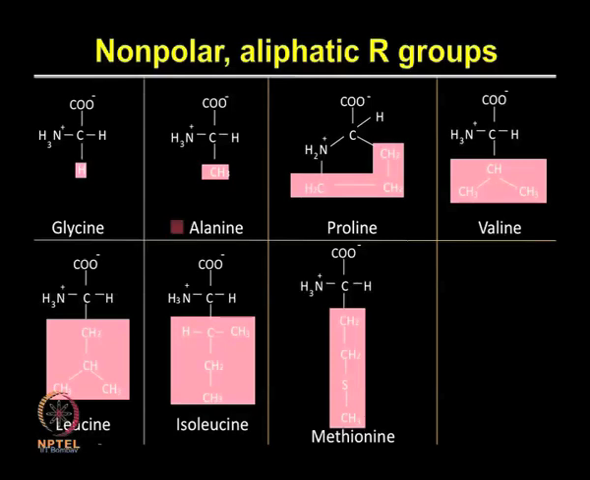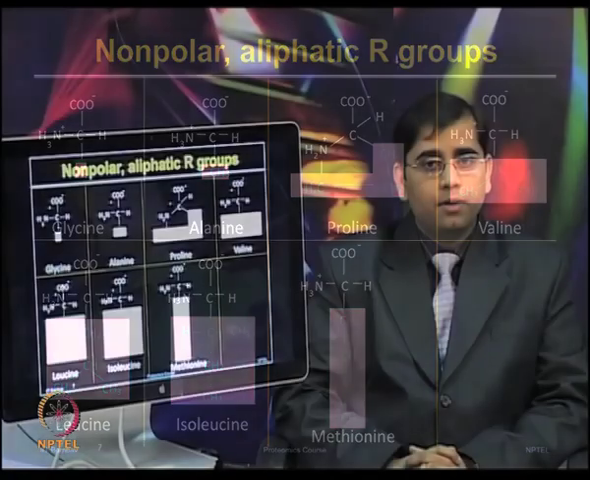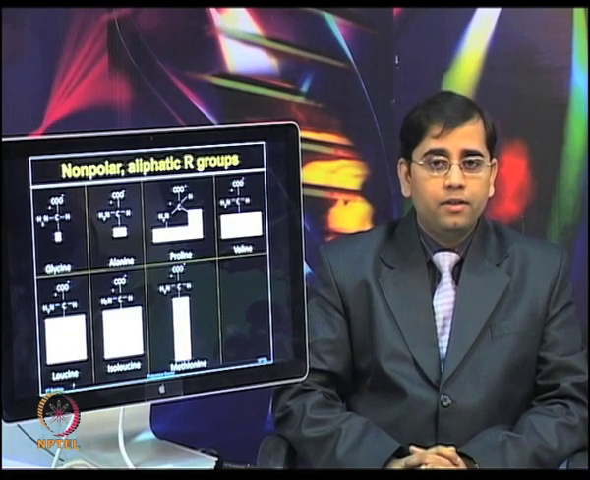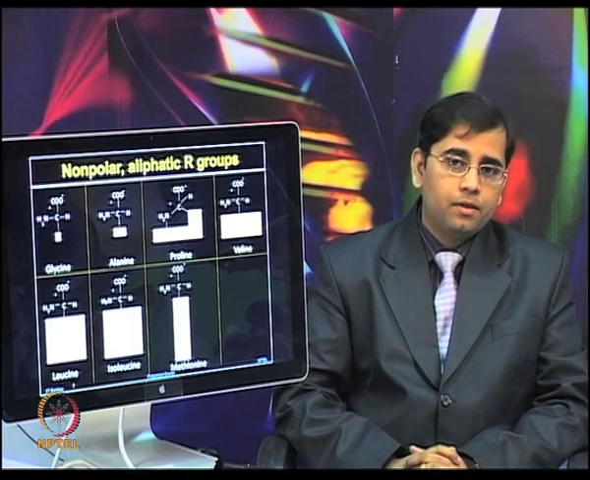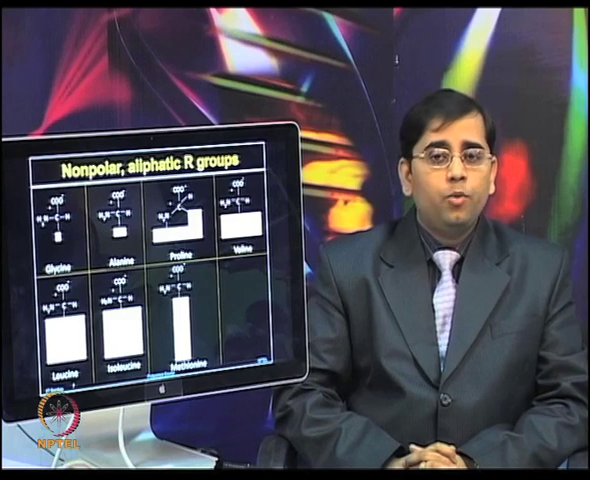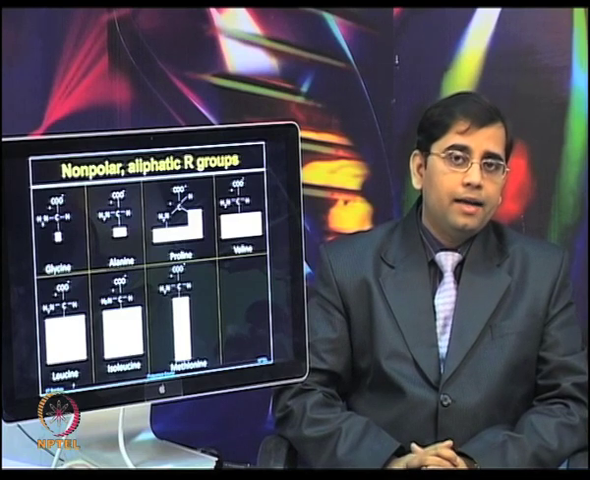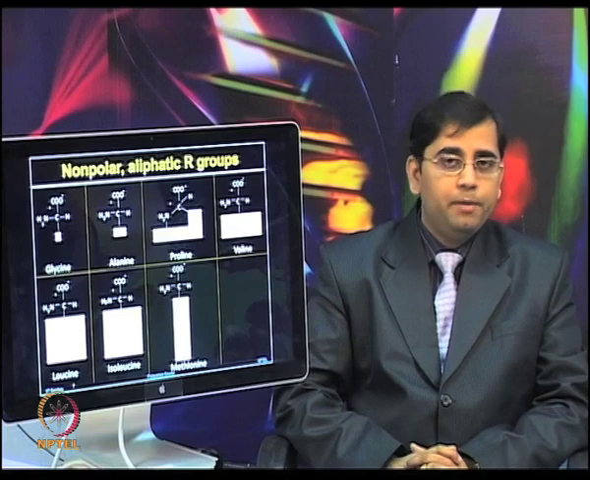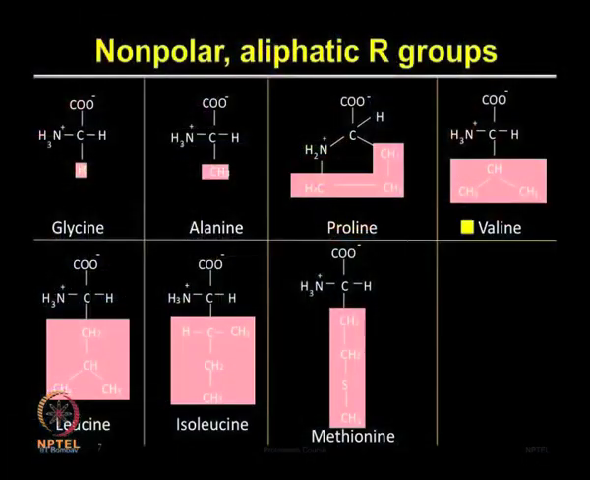Next is alanine, which contains a methyl group, and proline, which has aliphatic side chains. Proline has a very unique feature: it has no free amino group and the side chain is bonded to the N and the alpha carbon atoms. The ring structure provides more conformational restrictions, and therefore proline plays a very crucial role with unique properties in many functions. Valine is a branched chain amino acid.